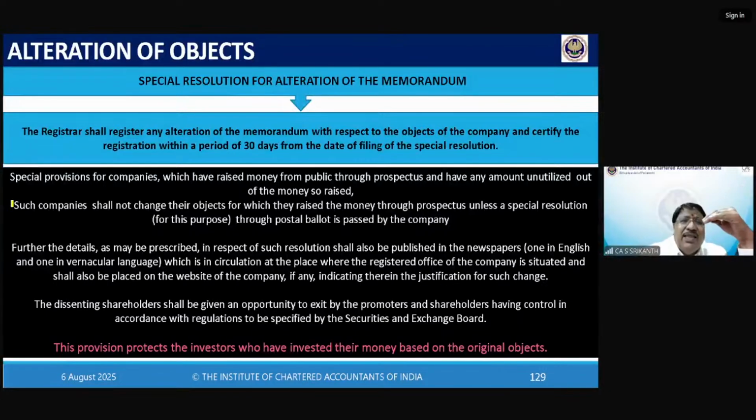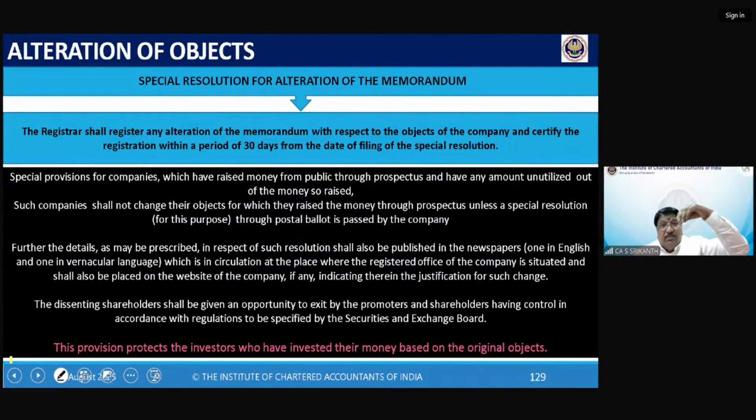So for any other clause of the memorandum, besides name and registered office, which have special provisions, such as the object clause or capital clause, just pass a special resolution and file MGT 14. That's all. Now, very, very important: special provisions for companies which have raised money from the public through a prospectus.